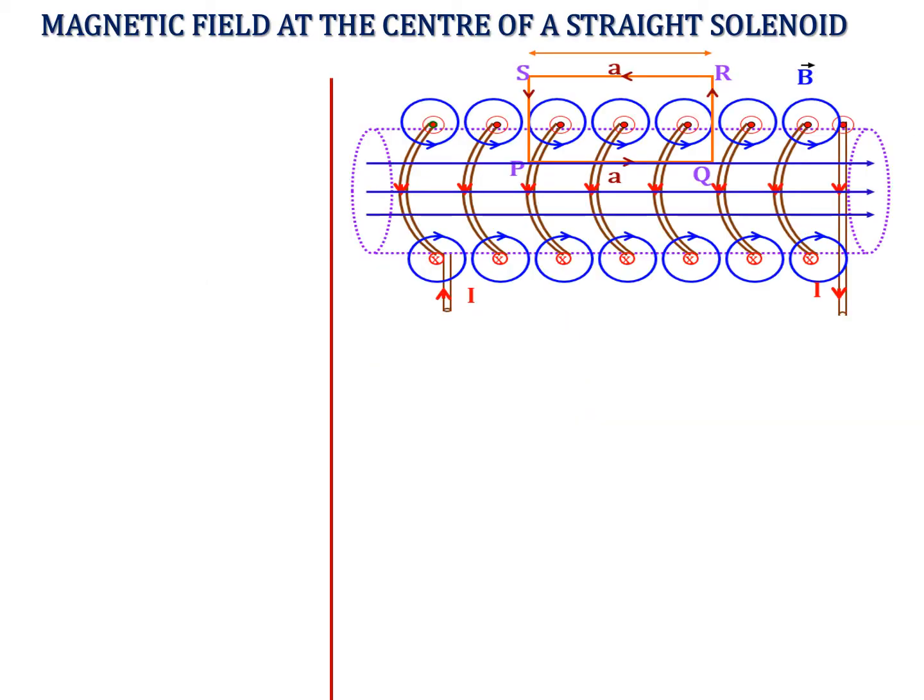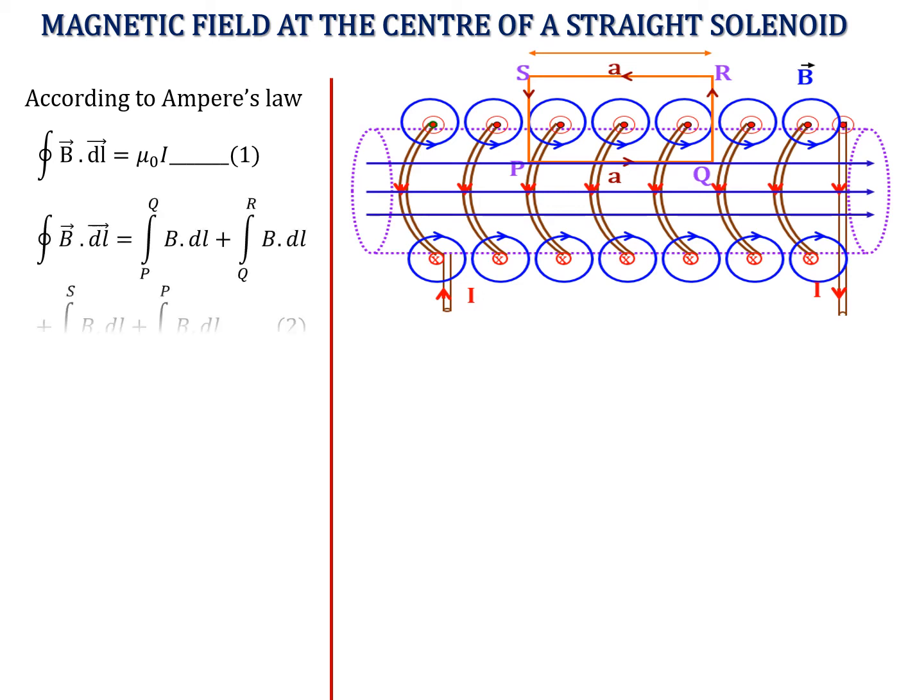According to Ampere's law, integral B dot dl is equals to mu naught I. We will evaluate this integral over the loop PQRSP. Hence, this integral will be divided into 4 parts. Integral B dot dl can be written as P to Q B dot dl plus Q to R B dot dl plus R to S B dot dl plus S to P B dot dl.